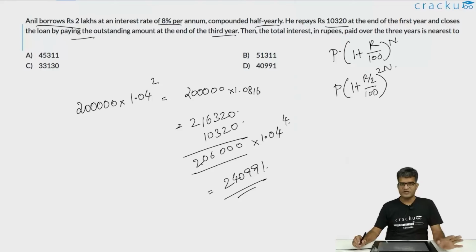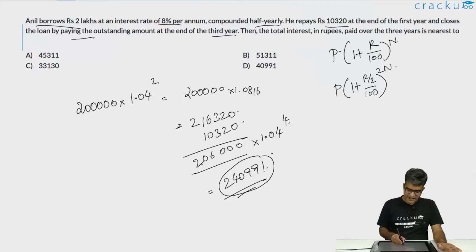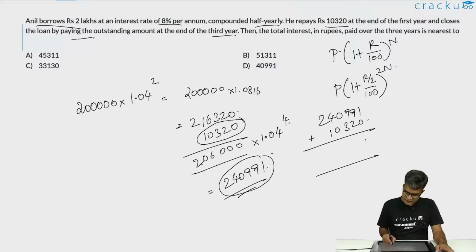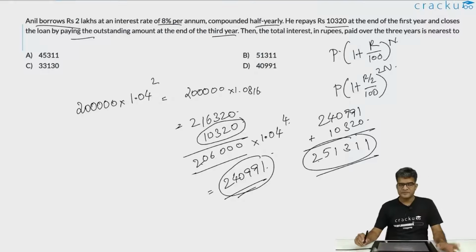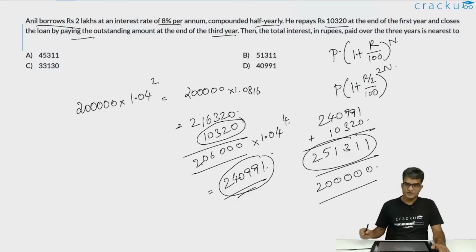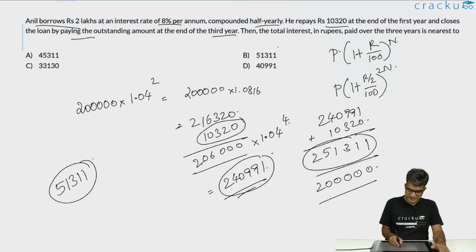So what is the total amount he repays? He repays this at the end of the 3rd year, and in the middle at the end of the 2nd year, he repays 10,320. So the total amount he repays will be 2,40,991 plus 10,320, which is equal to 2,51,311. So the total amount he repaid is 2,51,311. What is the total amount that he borrowed? The total amount he borrowed is 2 lakhs. So what is the interest that he repaid? The interest he repaid is 51,311, which is option B.